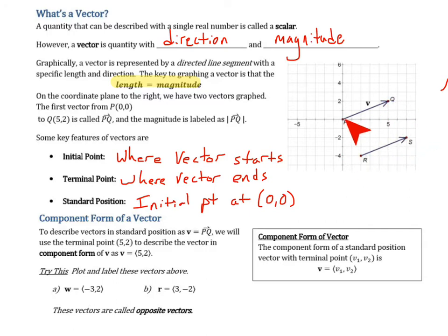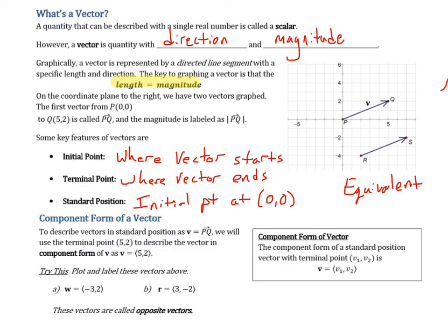Now notice the length of these two vectors is the same. So they have the same length, and notice they're going in the same direction. They got the same angle. So these two vectors are called equivalent vectors, and because they got the same direction and the same magnitude, they are equivalent. All right. However, they're not the same vectors exactly because one of them is in standard position, and a lot of times that's more useful. All right.